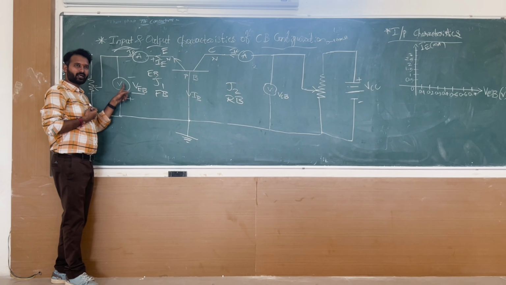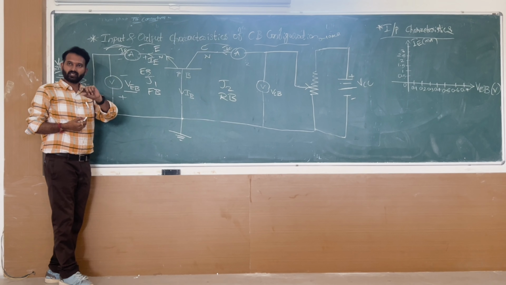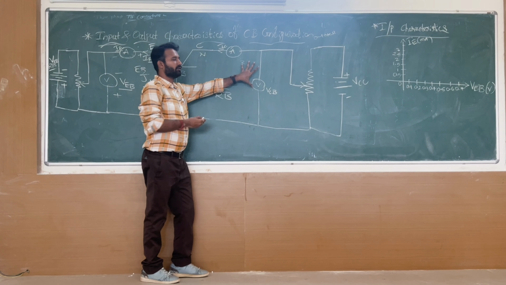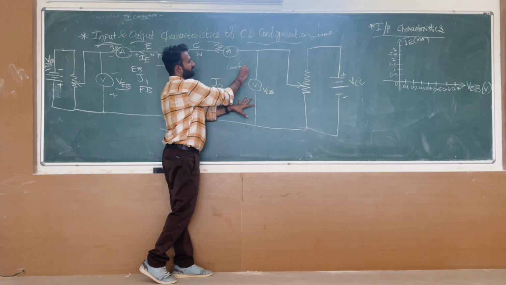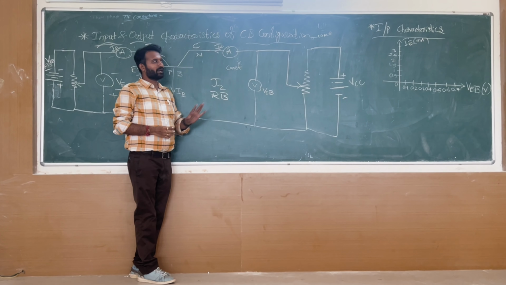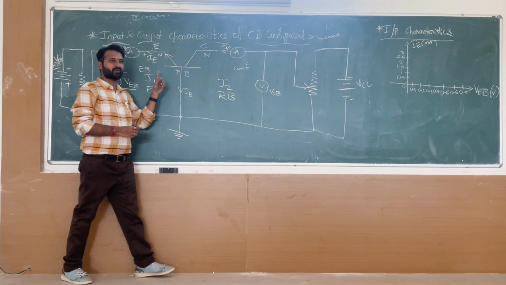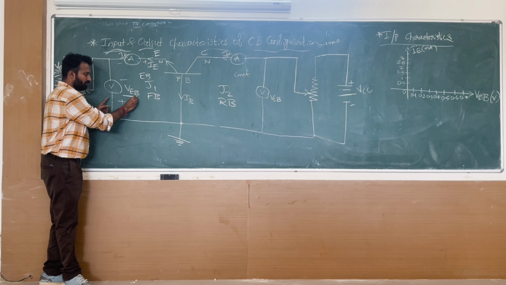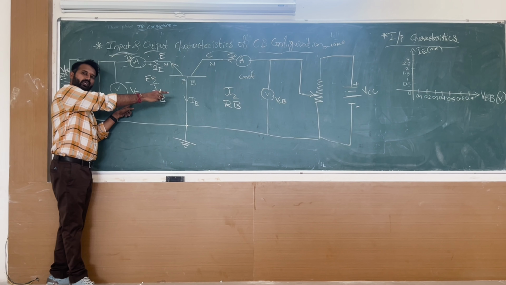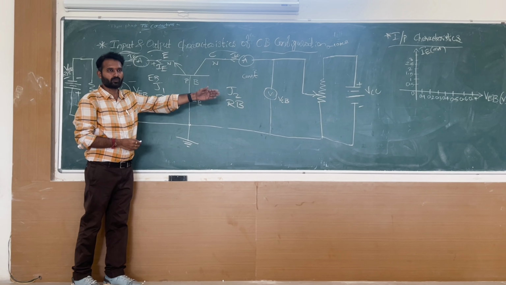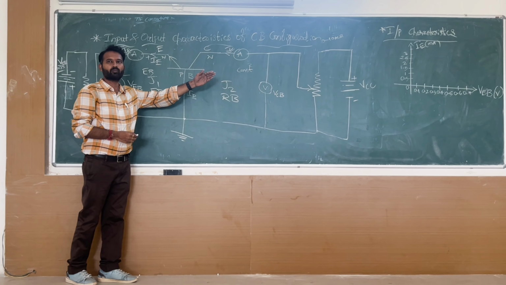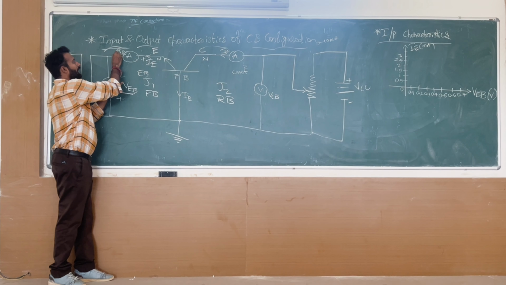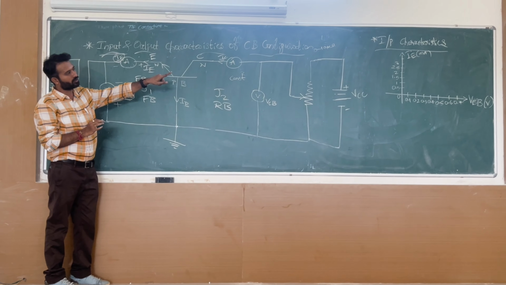Whatever parameters are available at the input side will change, will vary. Whatever parameters are available at the output side, you will keep constant. Understandable? We are studying input characteristics. I will change VEB in steps of 0.1, 0.2, 0.3, 0.4, and I will note down what is happening in IE on the y-axis.